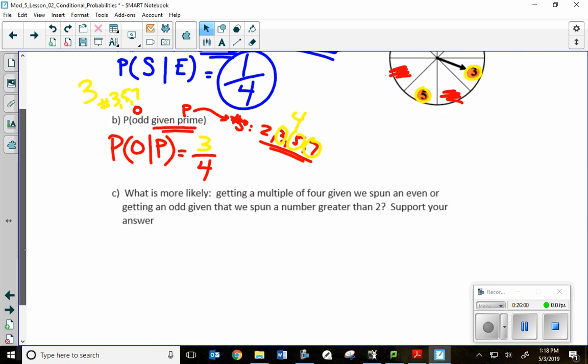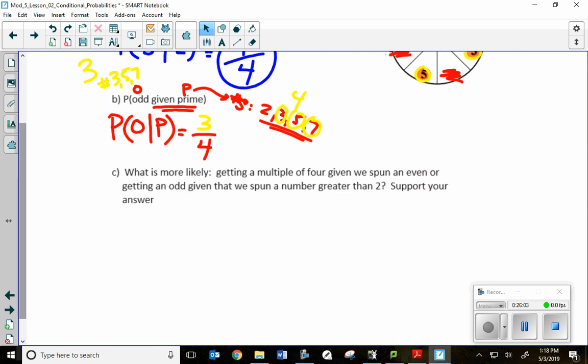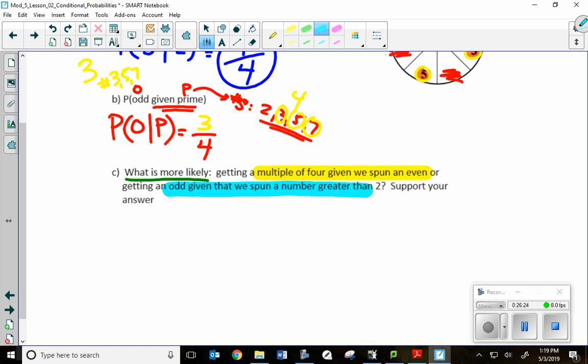Last but not least, what is more likely? That's what we need to answer. You better answer that question. Okay? What is more likely? Getting a multiple of 4 given we spun an even, or getting an odd given that we spun a number greater than 2. And it says support your answer. The support for your answer is the math. The math is the support, acknowledging this is the answer. So let's make sure we answer what is more likely.